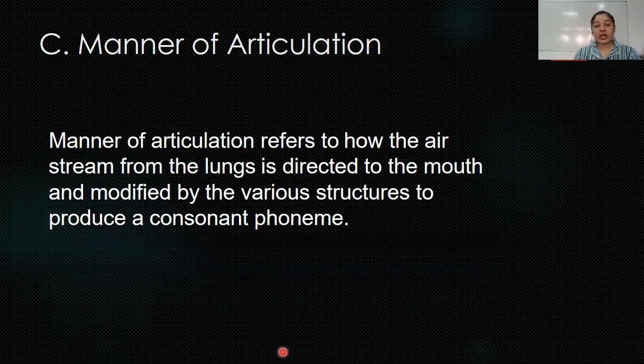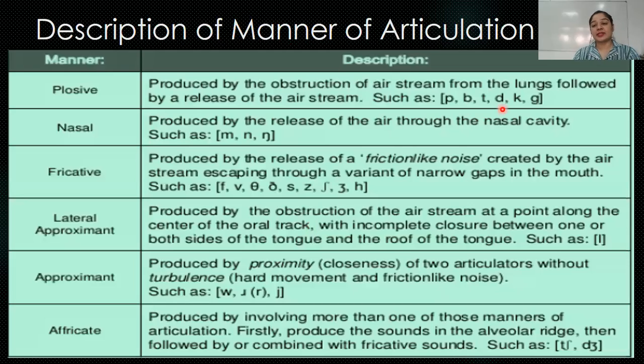Now, manner of articulation. What is manner of articulation? Manner of articulation refers to how the air stream from the lungs is directed to the mouth and modified by various structures to produce a consonant phoneme. Phoneme, you remember? A single sound, the smallest sound unit produced, is called a phoneme. So let us examine how these are.